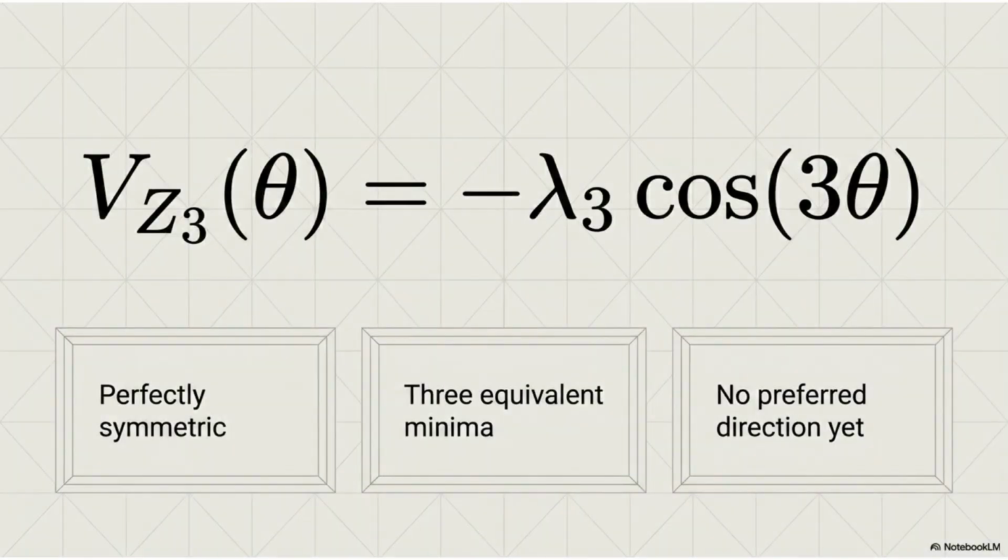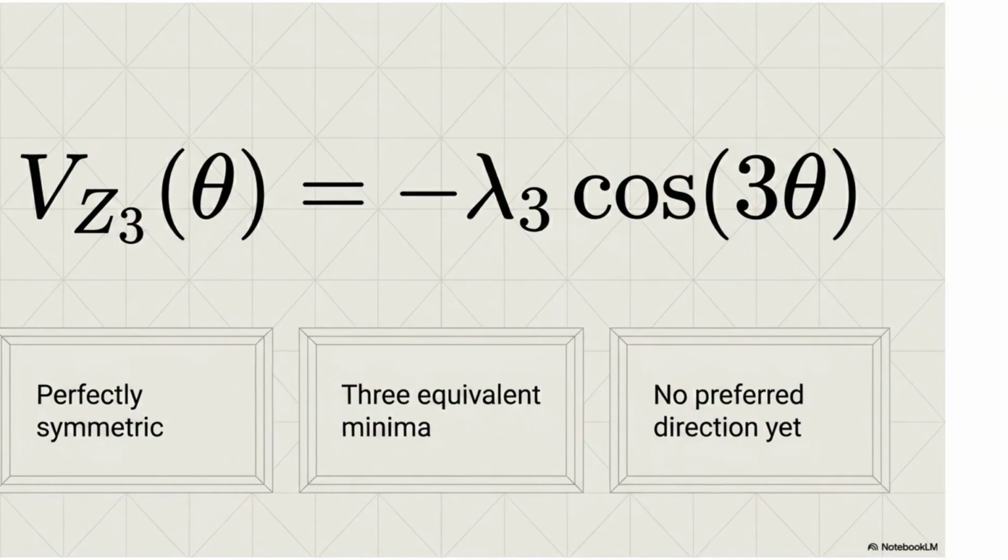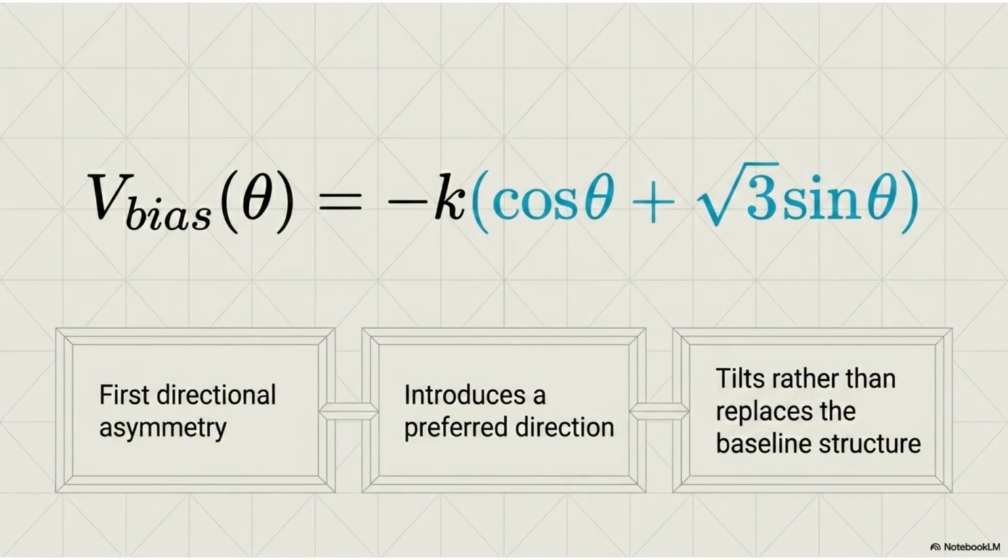Recall the Z_3 potential formula, Vz_3 of theta, which is perfectly symmetric and yields three equivalent minima with no preferred direction yet. We introduce the bias potential, V bias of theta, which represents the first directional asymmetry. It introduces a preferred direction and tilts the baseline structure without replacing it.